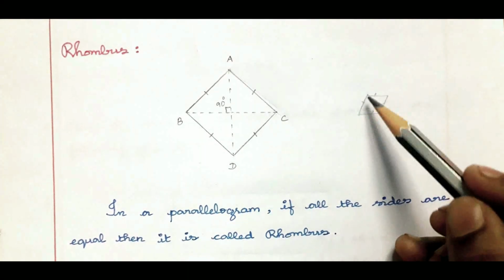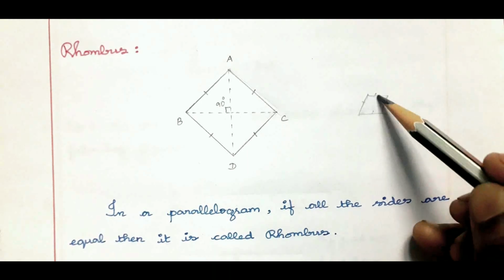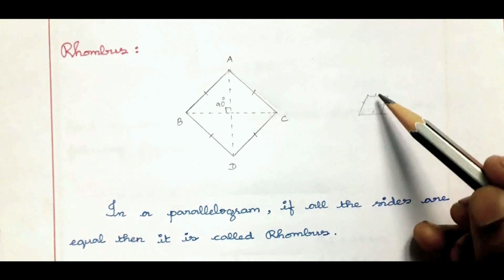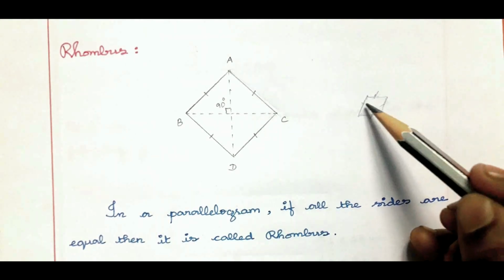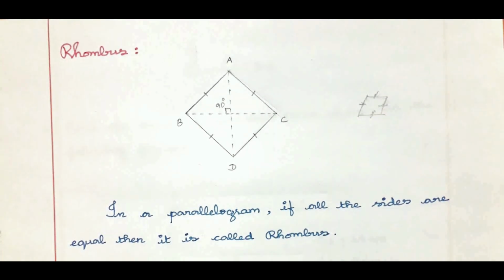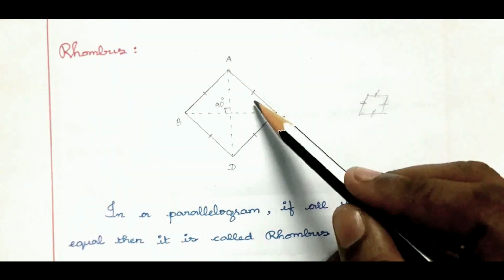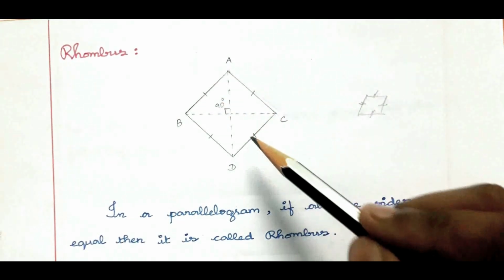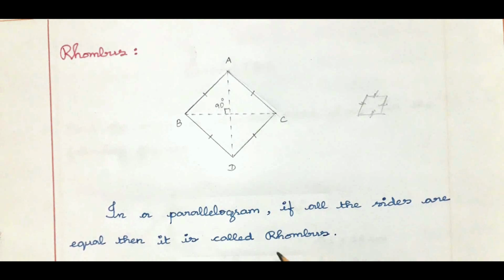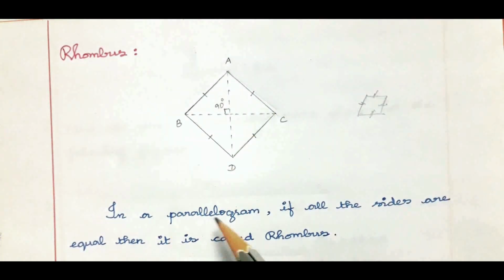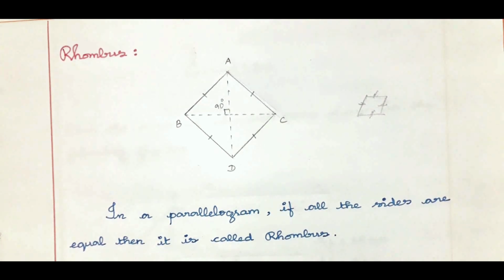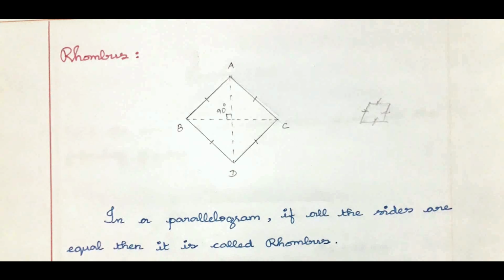A parallelogram is a four-sided figure where the opposite sides are parallel and equal. Clear? These two sides will be equal, and these two sides will be equal. But when it is a rhombus, all the sides will be equal. So in a parallelogram, if all the sides are equal, then it is called a rhombus. I think you are clear with the definition of the rhombus.